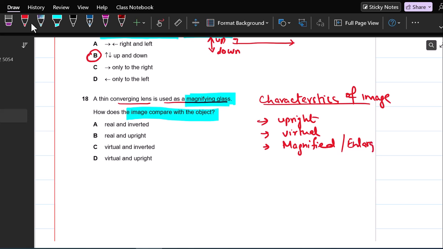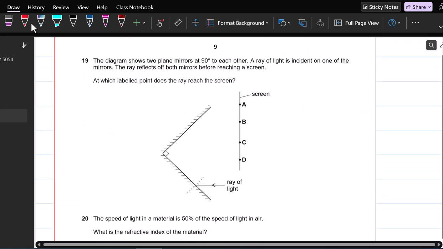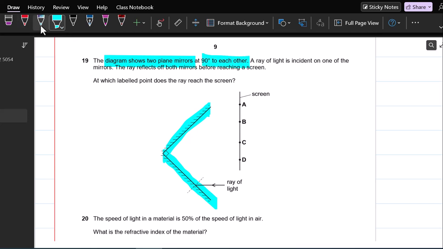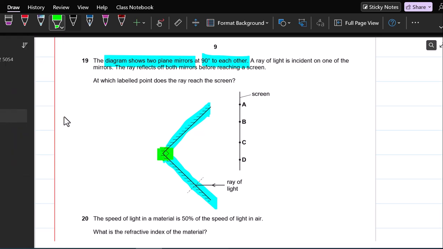So we are having this D option here, virtual and upright. Moving to question 19, the diagram shows two plane mirrors. One is this, other one is this, at 90 degrees to each other. So you can see here we have a 90 degree as well. This one is 90 degrees.